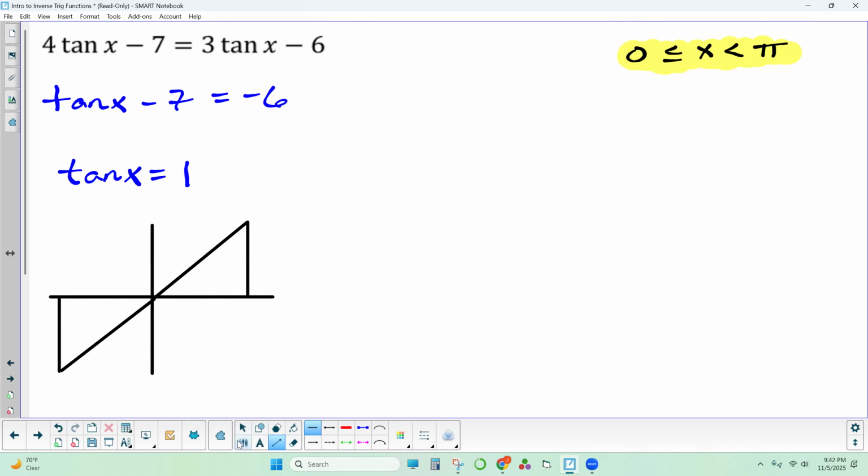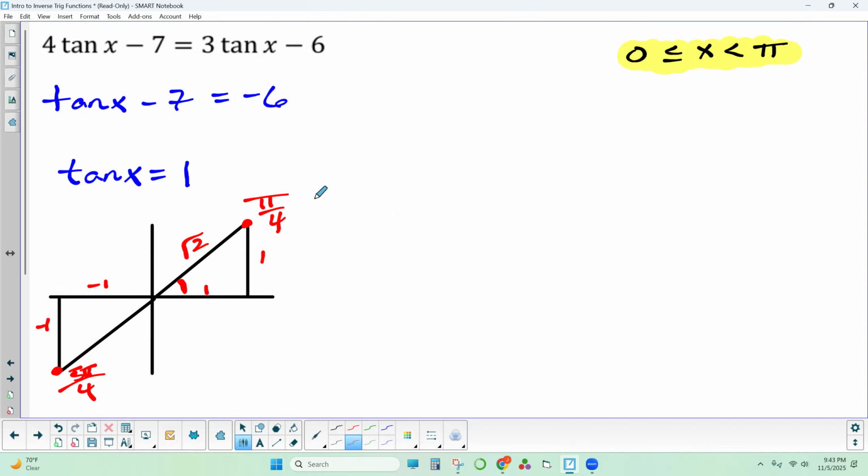Okay? Tangent is, of course, y over x. And so if the legs of my special right triangle are the same, then I've got a 45. Again, I'm looking at radians, but this time it's from 0 to pi. So that would be pi over 4, and this would be 5 pi over 4.